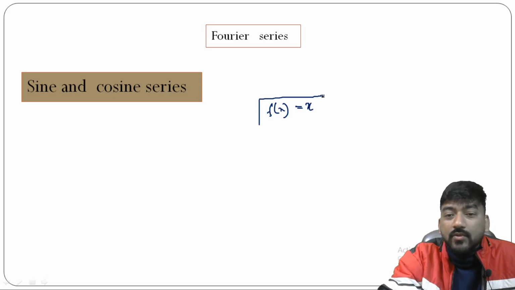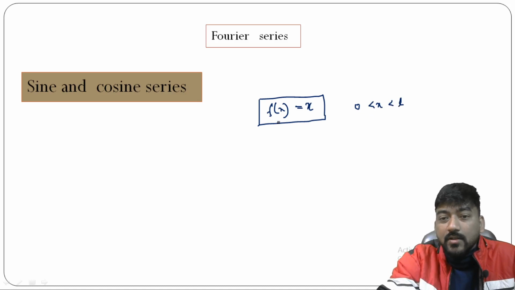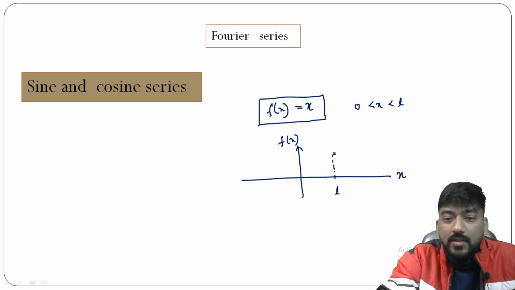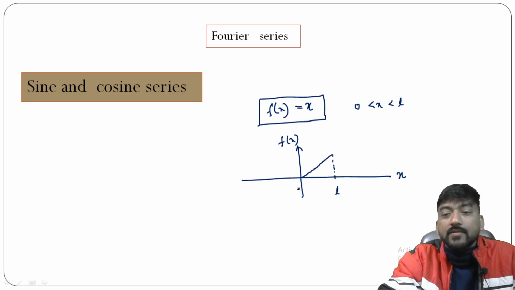Okay, suppose we have the function f of x is equal to x within the interval 0 < x < L. Suppose this is given. So what will be the sketch of this function within this limit 0 to L? Here is f of x and here is x. If this is L, then the sketch of this function will be just this kind. f of x is equal to x, that means y is equal to x.